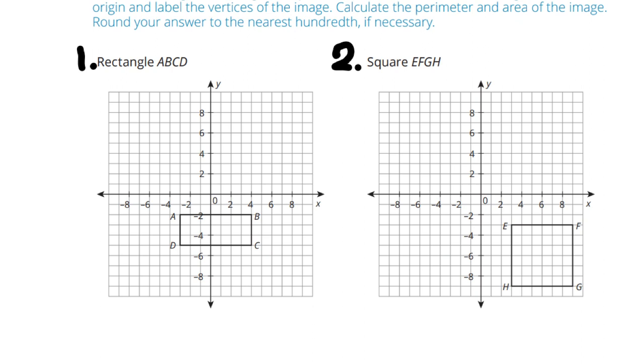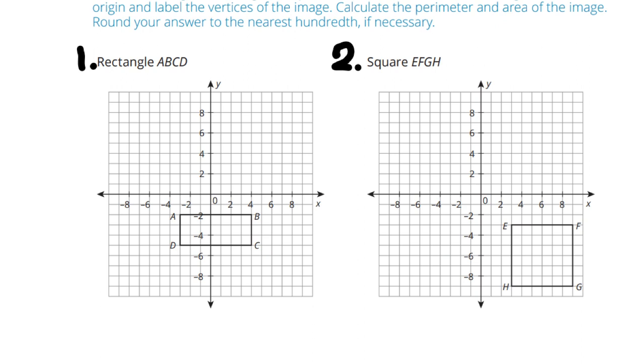It says, translate each given rectangle or square such that one vertex of the image is located at the origin and label the vertices of the image. Calculate the perimeter and area of the image. Round your answer to the nearest hundredth if necessary. So it doesn't matter which vertex you choose. You can either choose vertex A, B, C, or D. And I'm going to be doing all the odds, by the way. You're going to have to do all the evens by yourself.